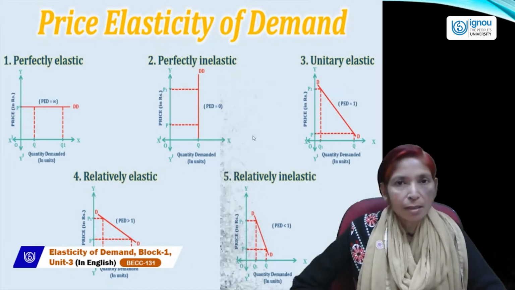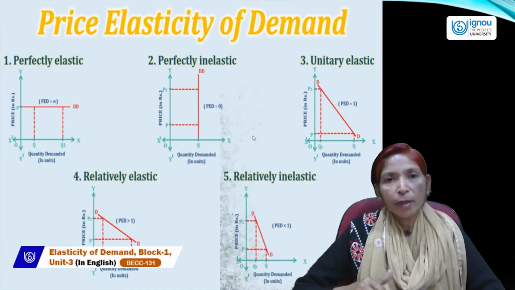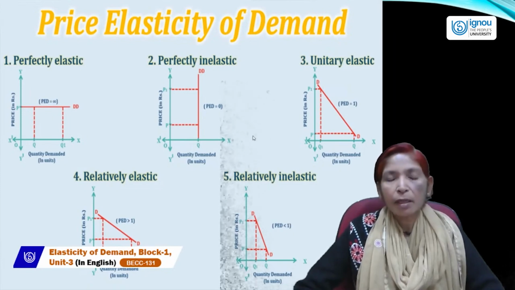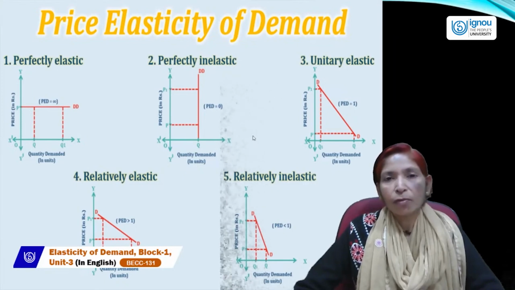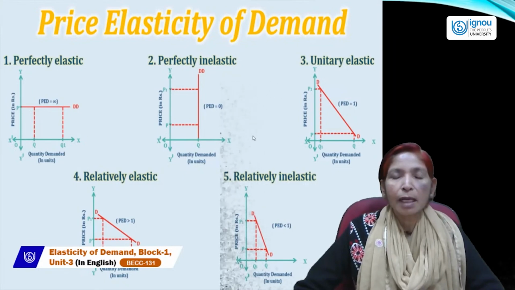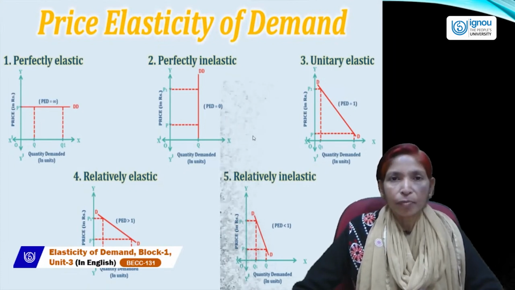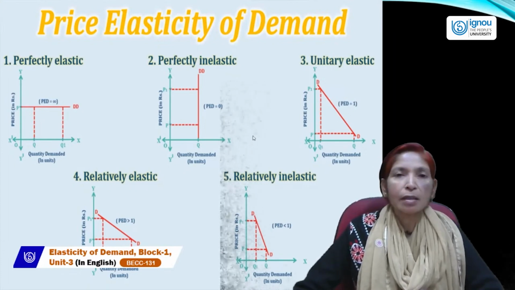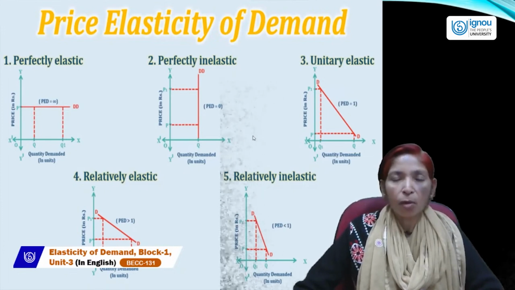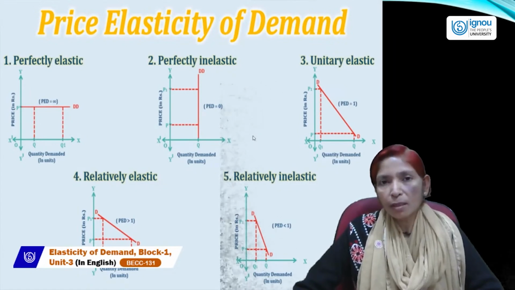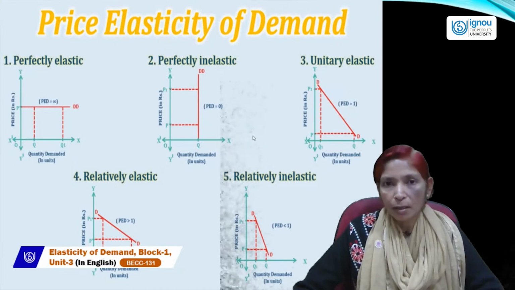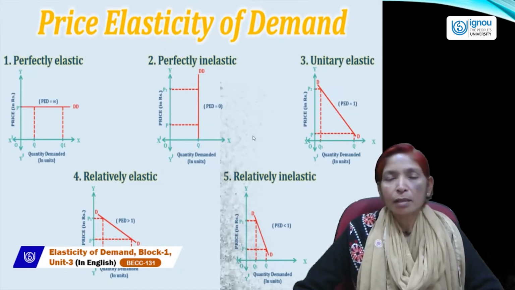One is perfectly elastic. In this case, the diagram will be a horizontal line, ED will be infinity. In second case, perfectly inelastic, the diagram will be vertical, parallel to the y-axis, and ED will be equal to 0. And in case of unitary elastic, the demand curve generally slopes downward, a normal demand curve we will draw, and if the percentage change in demand and percentage change in price, the ratio between these two variables, are equal, then we will get answer 1. That is called unitary elastic demand.